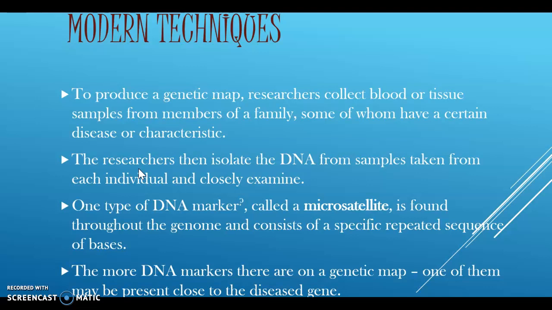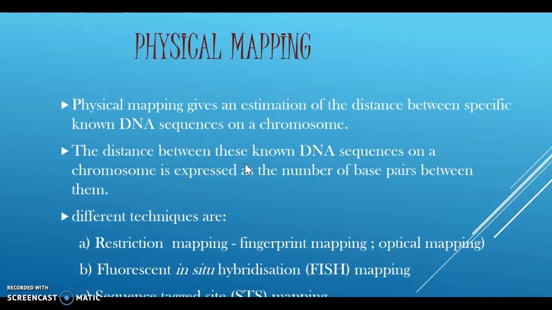The more DNA markers there are on the genetic map, the more likely one of them is present close to the disease gene. The DNA marker close to this disease gene is marked, isolated, and rectified.